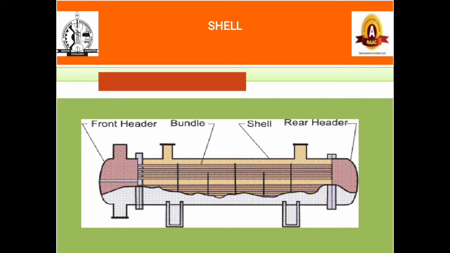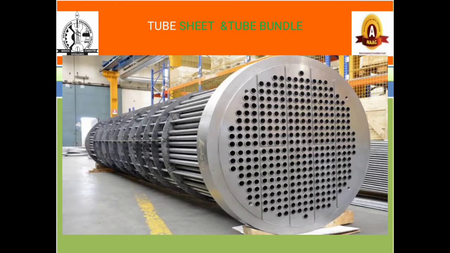Shell is nothing but a cylindrical vessel. It contains front and back header, and inside the shell the tube bundles are placed, and it also contains a nozzle for inlet and outlet. This is the example for tube sheet and tube bundle. The tubes are welded on a tube sheet.